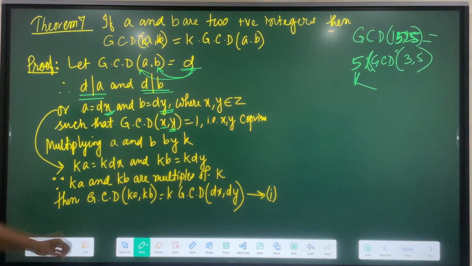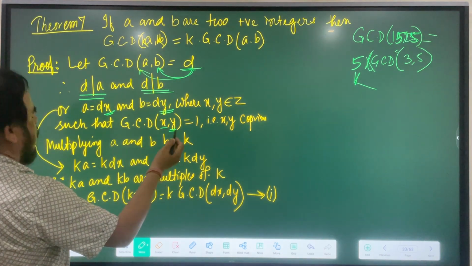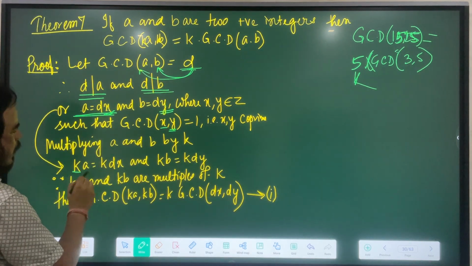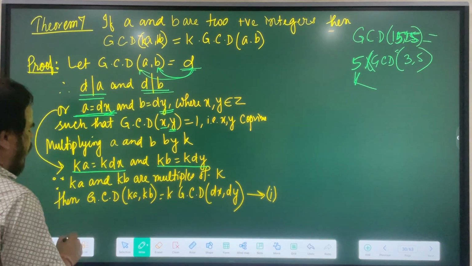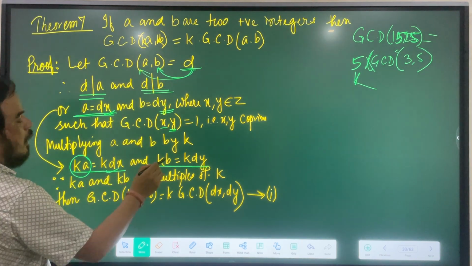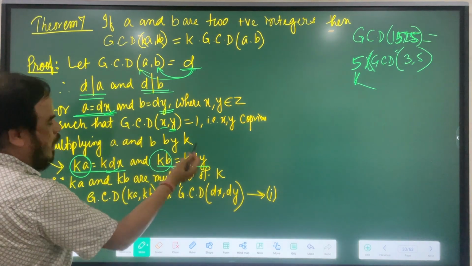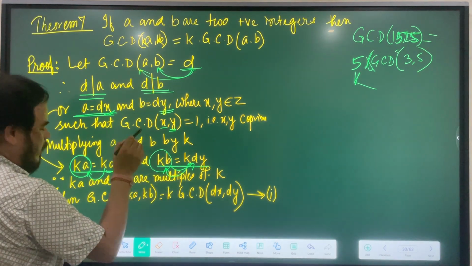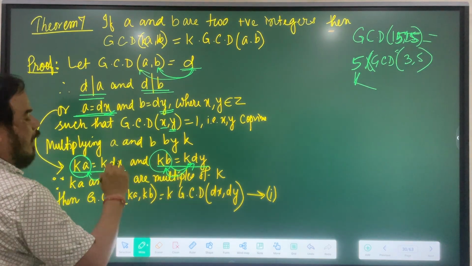We have taken this as let. Multiplying A and B by K. Here multiplying both sides by K. KA equals K dx. KB equals K dy. KA and KB are multiples of K. KA equals K into something, KB equals K into something. So by K, this is divisible. By K, this is also divisible. That is why KA and KB are multiples of K.